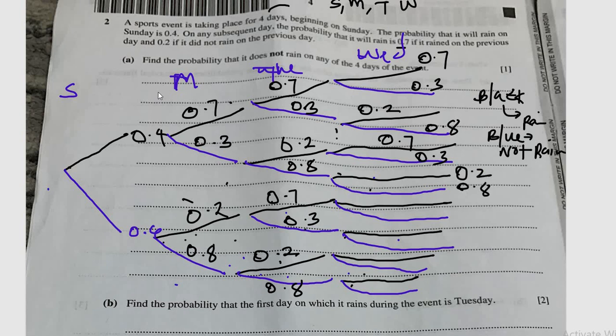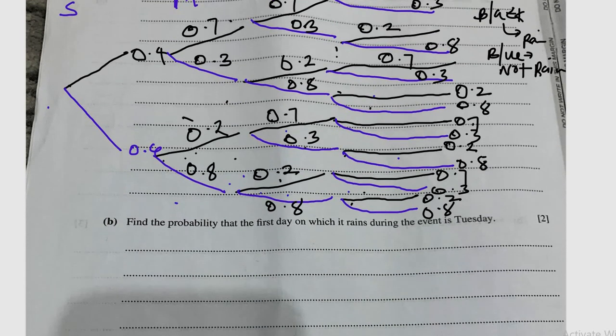It rained, here will be 0.7, here will be 0.3. It did not rain, here will be 0.2. This part that did not rain, it should be 0.2. Let me check it. So here will be 0.2, did not rain. Here is 0.8. It rained, 0.7, 0.3. Did not rain, 0.2, 0.8. Should be able to follow it like that.